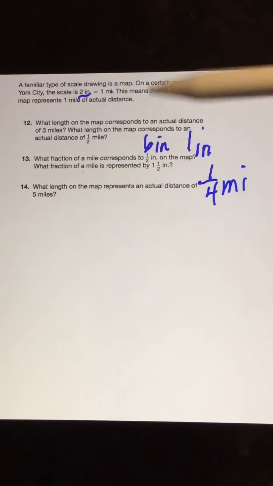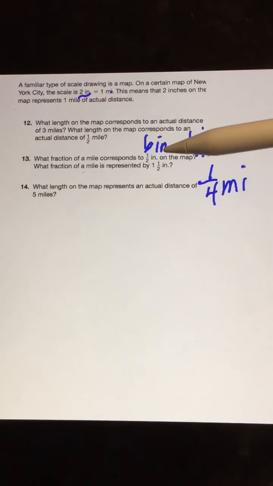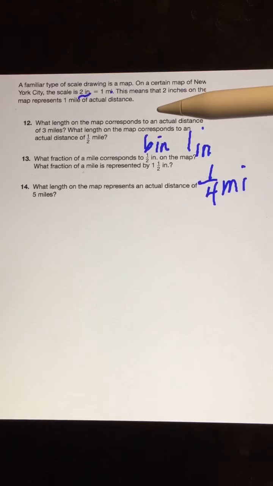Okay, then the next part of our question is, what fraction of a mile is represented by 1.5 inches? So we could think about this in 2 ways. A fourth of a mile is equivalent to a half of an inch. So then we could do a fourth plus a fourth, and that would get us a whole inch, which would be half mile. And then we could add another fourth to that, which would make 3/4, correct?